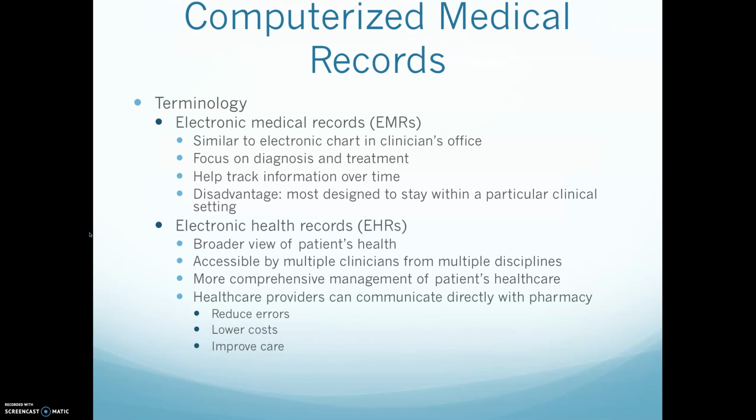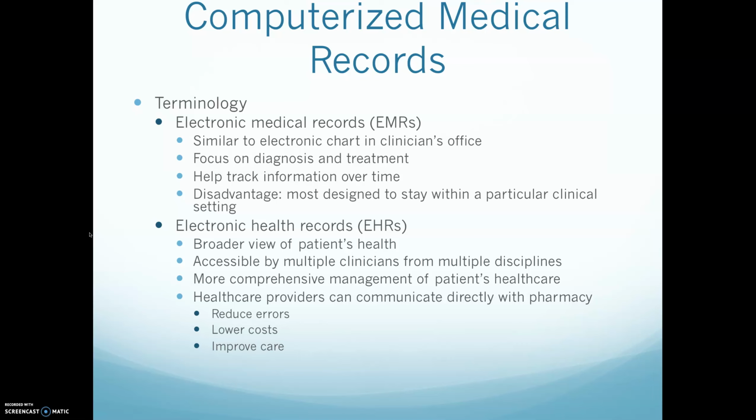Terminology. A nurse will hear many terms to describe a computerized medical record, and the list will probably continue to change. The two most commonly used terms are electronic medical records and EHR. Electronic medical records, or EMRs, are similar to an electronic chart used in a clinician's office. Their focus is on diagnosis and treatment. They can help track information over time, such as weight, blood pressure, and cholesterol, and identify when patients are due for routine preventative health maintenance, such as vaccines and mammograms.